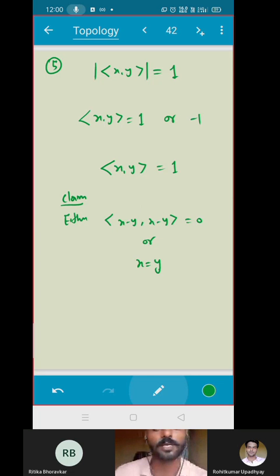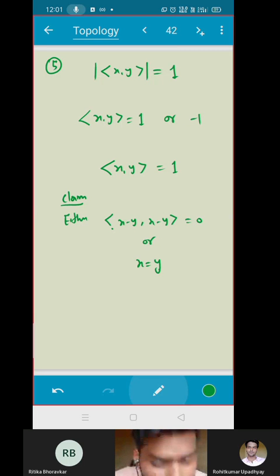So let us consider. I have to take two cases. I have to consider the inner product of x, y equal to 1, and I have to prove either this or this. Any one of them is true. Can you do that? Think about it. The first part is quite easy, I think. Can you do that, the first part?